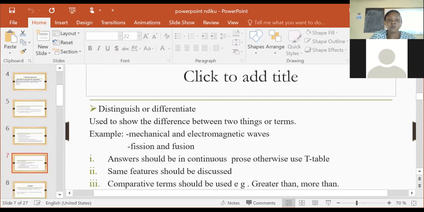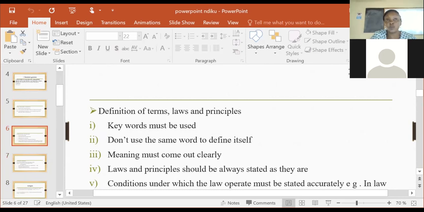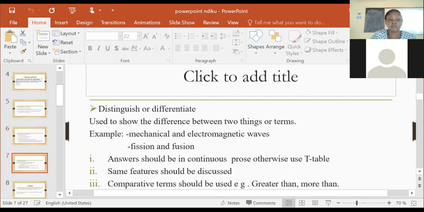The same applies when we are also stating laws, like the Archimedes principle. When we talk of the Archimedes principle, just as an example, then we have to use the word fluid, but don't be specific. Don't mention water or liquids. You have to mention the word fluids. So that is when we are stating the laws and the principles.